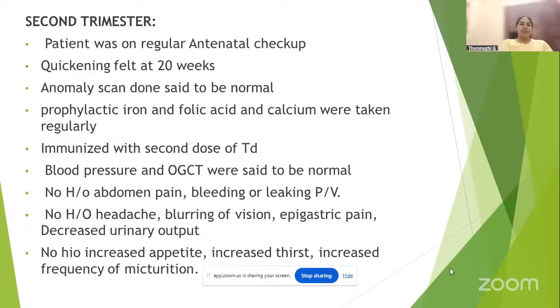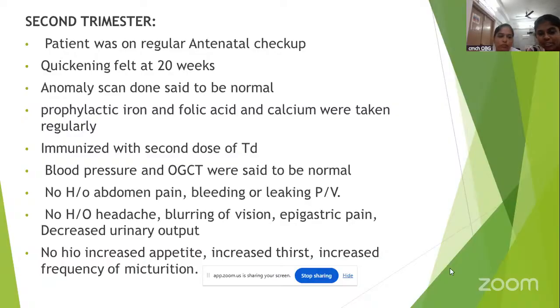Next. Second trimester, patient was on regular antenatal checkup. Quickening was felt at 20 weeks. Anomaly scan done was said to be normal. Prophylactic iron and folic acid and calcium supplementations were taken regularly. Immunized with second dose of TD.